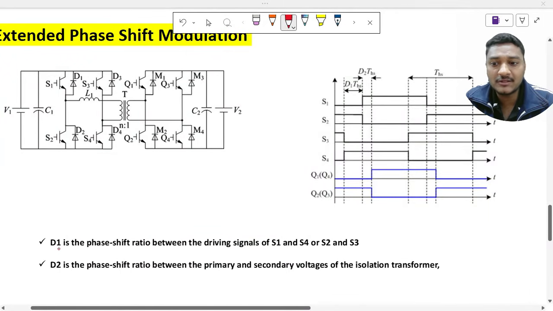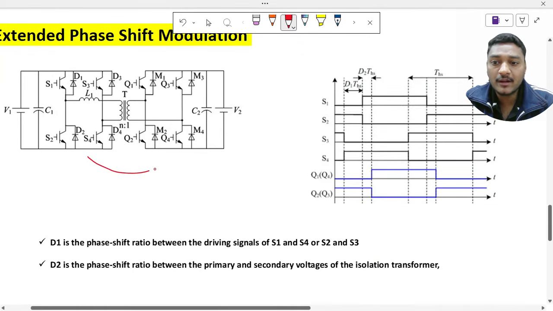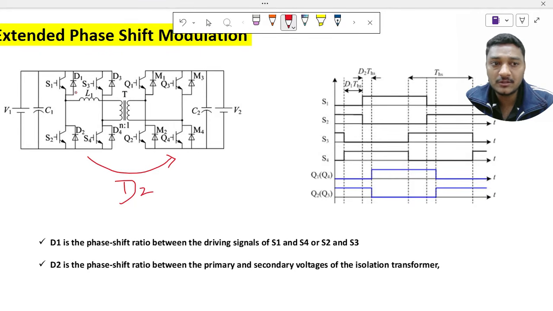Just a few conventions which I have used here. D1 is the phase shift ratio between the driving signals of S1 and S4, or S2 and S3. So this is the phase shifting I provide within one bridge. And D2 is like our phase shifting angle phi or delta, which we used in the previous classes. D2 is the phase shift between the primary and secondary voltage of the isolation transformer. Whatever phase shift we give between the two bridges is D2, and whatever phase shift we give within the inner bridge, that is S1 and S4 or S3 and S2, is D1. So there are two phase shifts we are going to observe here.